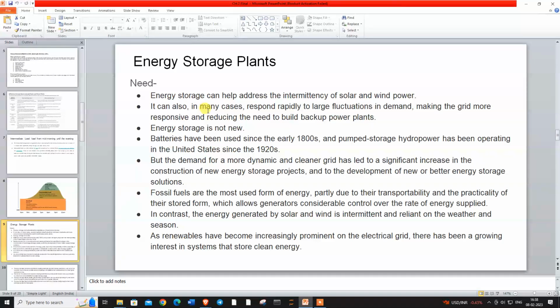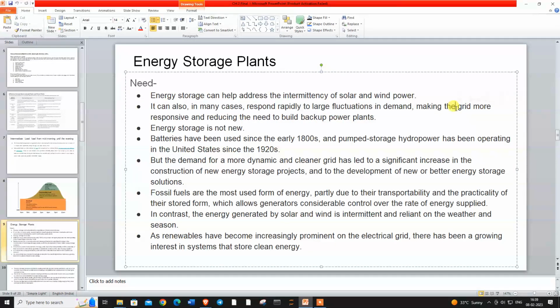It can also respond rapidly to large fluctuations in demand. Suppose during the peak demand period from 6 p.m. to 9 p.m. in the evening, there is a large fluctuation in demand in kilowatts for electric energy. Energy storage plants can fulfill that demand. It will make the grid more responsive and reduce the need to build backup power. Here, the grid is the interconnection of different power plants in order to supply and maintain the reliability of electric energy throughout the day.